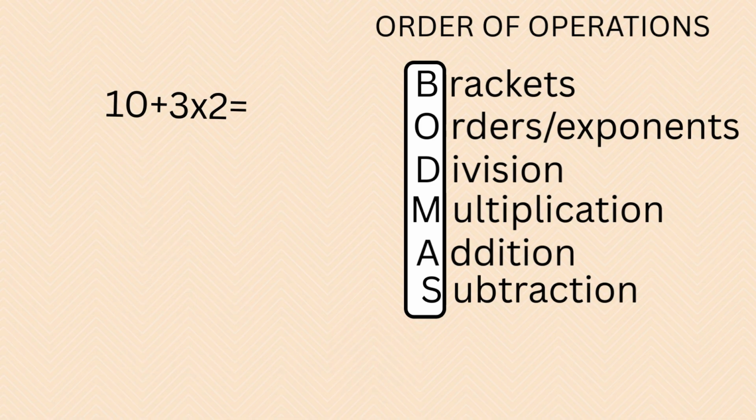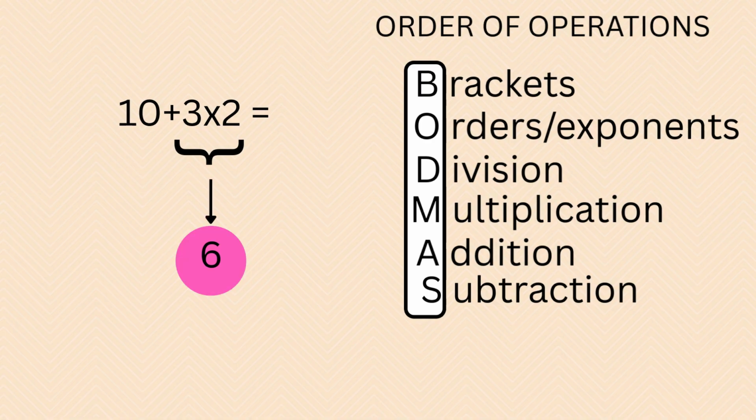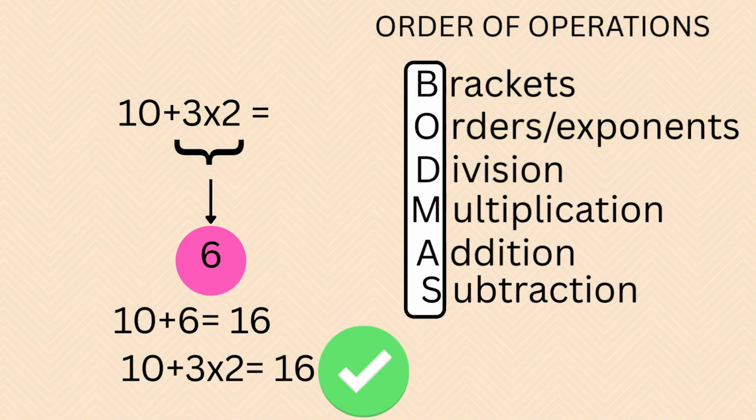Okay, so let us look again at this math problem, and see if we can use the correct mathematical order of operations to solve it. Looking at our example, we can see that there are no brackets, no orders, no division and no subtraction. There are only two operations, namely addition and multiplication. So we need to start with multiplication. 3 multiplied by 2 equals 6. So now we can write 10 plus 6, which is equal to 16. And therefore 10 plus 3 multiplied by 2 equals 16.